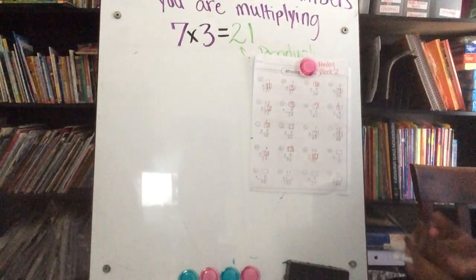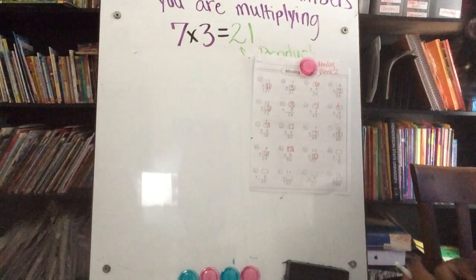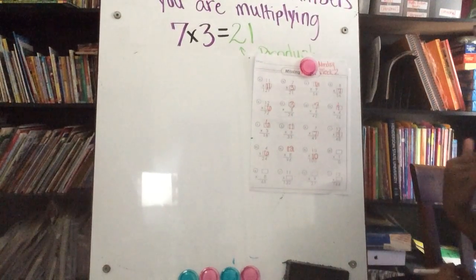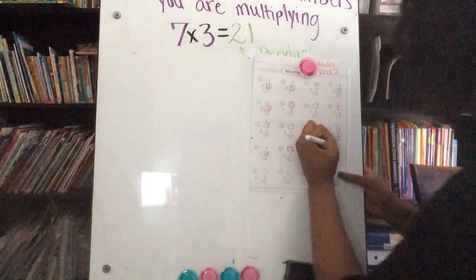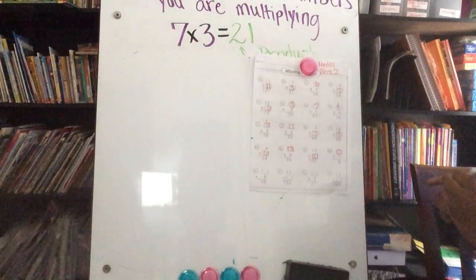Letter P, something multiplied by 1 equals 0. We know anything multiplied by 0 is 0. So our missing factor has to be 0.